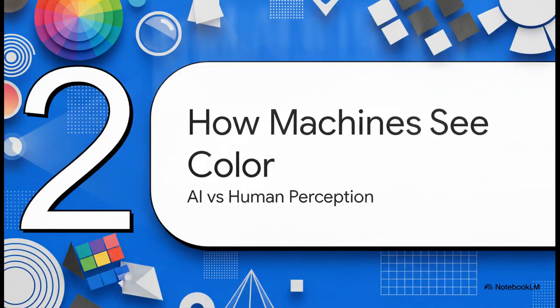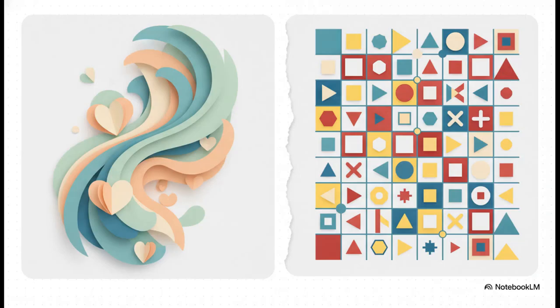Moving on to section 2, how machines see color. What's absolutely fascinating here is realizing that AI just doesn't see color the way we do. Let's look at the science. See, we intuitively understand color as emotion, right? Like we just feel that a muted teal is calming, or we know instantly that a harsh magenta is going to clash with a really soft scene.